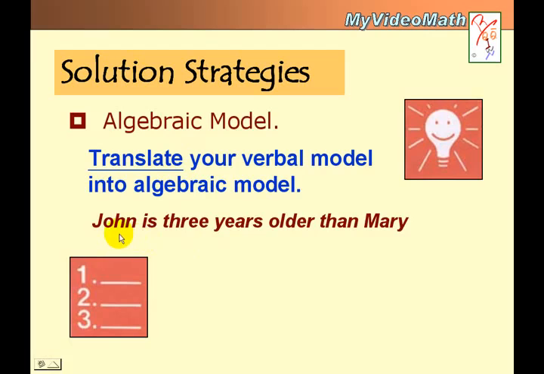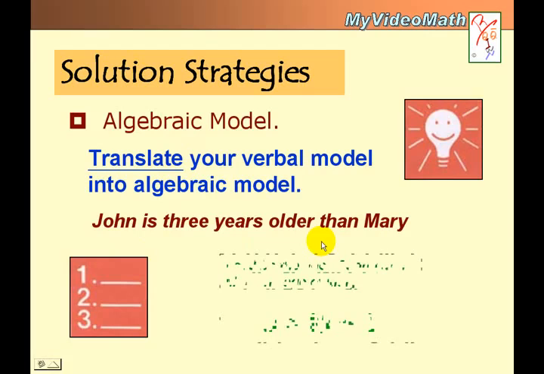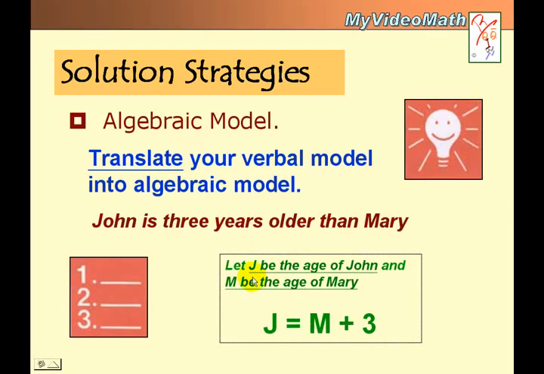For instance, John is 3 years older than Mary. If we use a variable, J be the age of John and M be the age of Mary, then John is 3 years older than Mary. J equals M plus 3 would be the algebraic model that we can set up according to the translation.